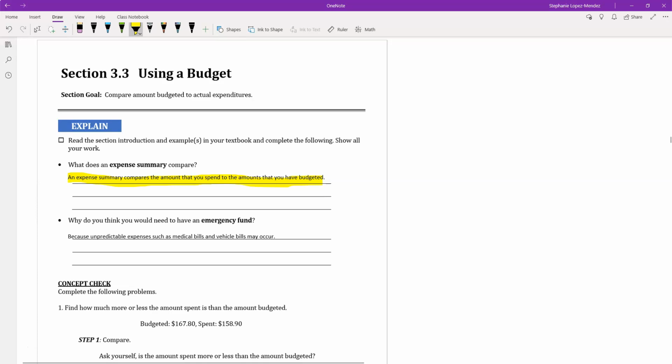On question number 2, we have, why do you think you would need to have an emergency fund? In this case, the answers may vary, but just to give you an idea, it is important to have an emergency fund in case something comes up, something unpredictable happens, such as medical bills or vehicle bills that may occur for that month, for example.